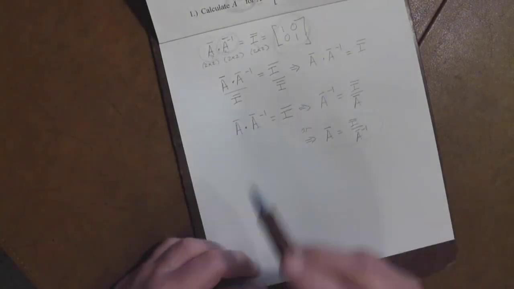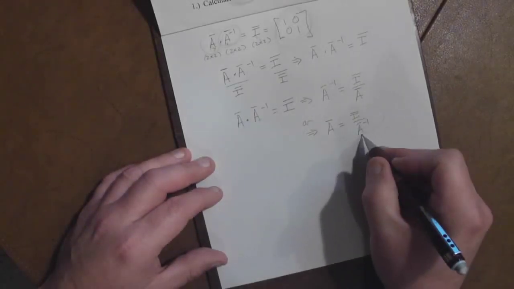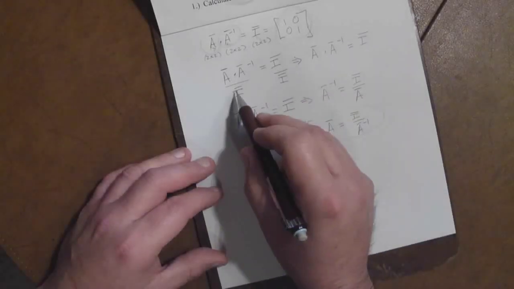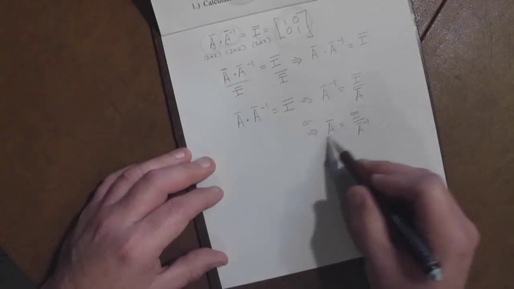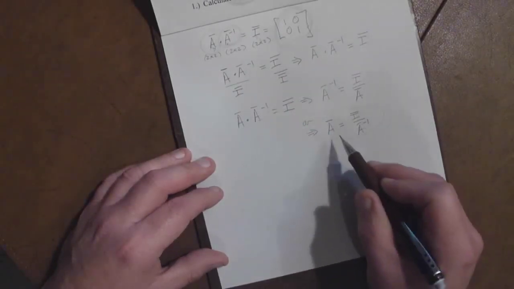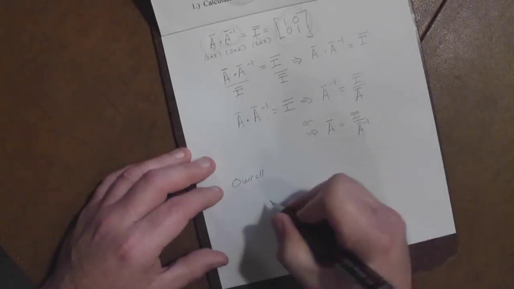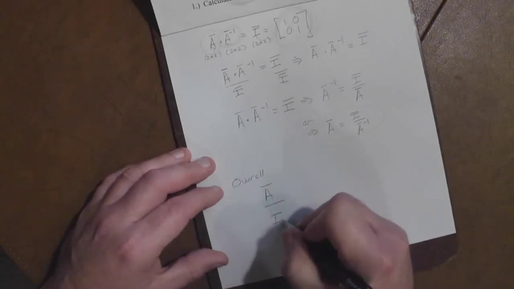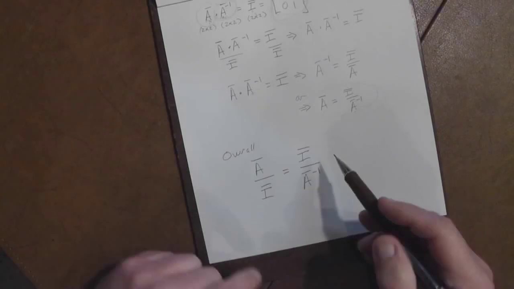And actually the way I'm going to combine it is with this statement here: not only does A equal the identity matrix divided by A inverse, because I'm able to divide any quantity by the identity matrix and not have it change its value, I can divide both sides here by the identity matrix and not have it change its value. What we can say overall is that the value A divided by the identity matrix must be equal to our identity matrix divided by A inverse. And this is the statement that I'm going to exploit to help me find my inverse matrix.